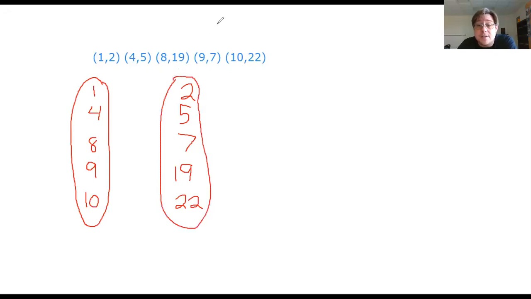Now to finish the mapping diagram, we're going to add arrows going from each one. So our 1 goes to the 2. We have 4 goes to 5. 8 goes to 19. We have 9 going to 7. And we have 10 going to 22. So there's my mapping.